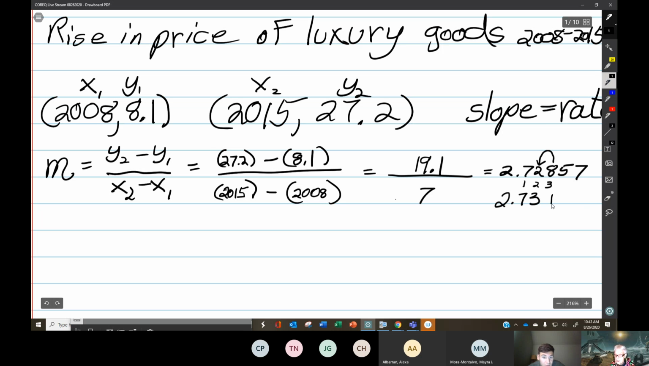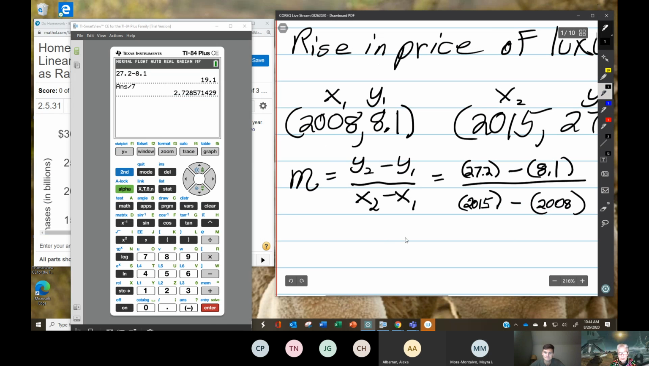meaning 2.73 billion dollars per year. So for the past 7 years in this story, the rise in luxury purchases has been $2.73 billion every year. So it goes up by 2.73 on an average every year. And that's probably the most important thing today that we use slope for.